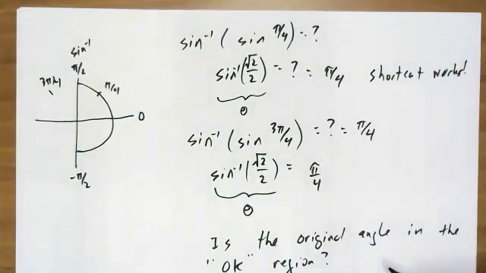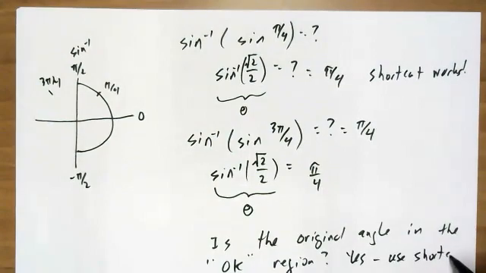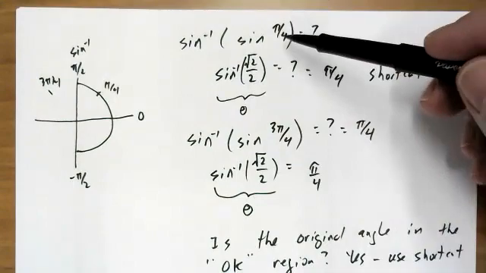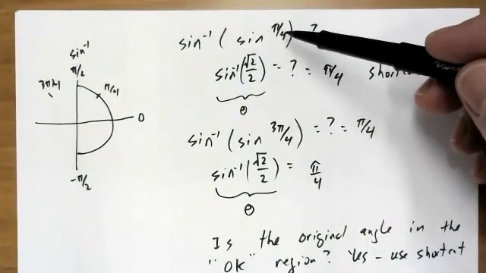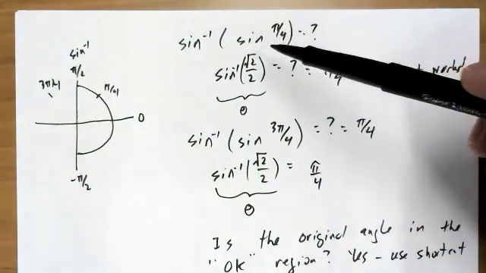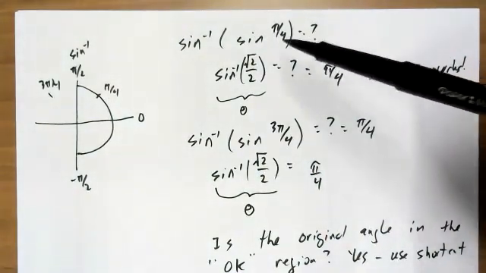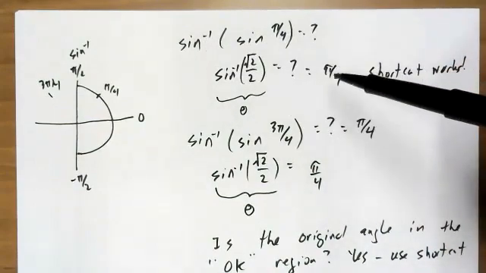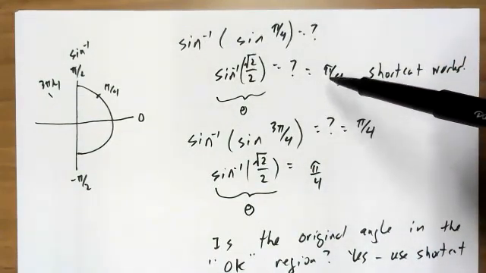So now, if the answer is yes, then you can use the shortcut. And for these first two examples, this first problem, so here it is, pi over 4, is it in the OK region? Yes, it is. So I can use the shortcut, and I can just right away say this whole thing, they cancel out, and you're left with what's inside.